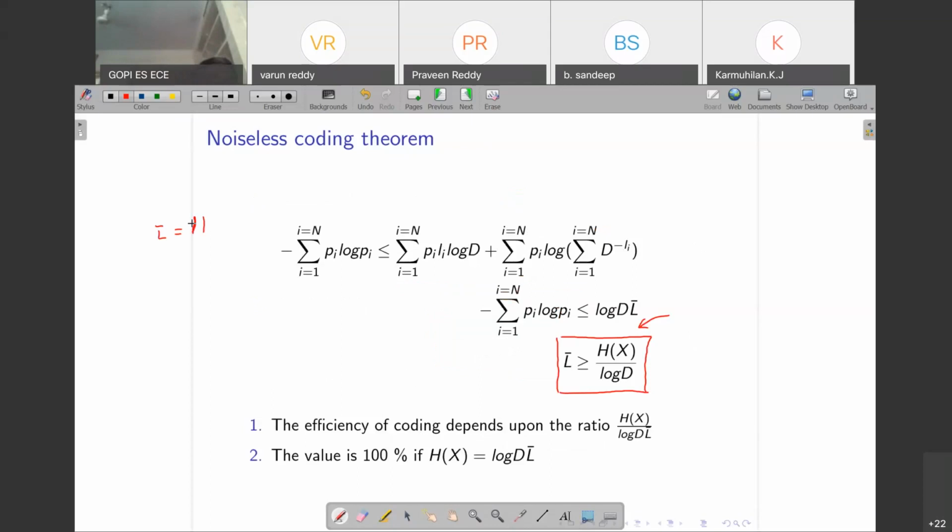You have done the coding well. So we define the efficiency as H of X by L bar into log D. When your H of X by log D is exactly equal to L bar, you get efficiency as 100%. Otherwise, you will always get less than that, because L bar is always going to be greater. So you have this bound.